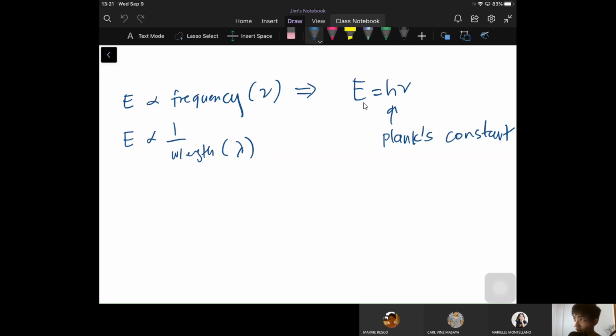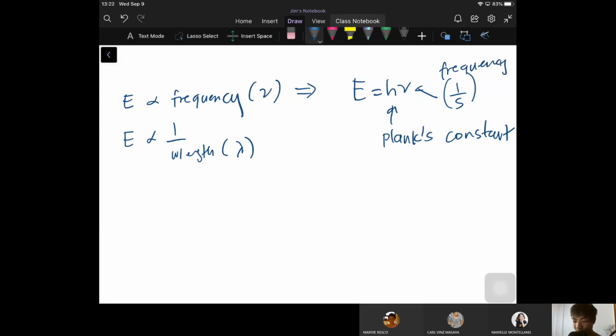So we can solve for the energy using the frequency. What do you only need to do? Just multiply the frequency by the Planck's constant. Again, what is the unit of frequency? That's cycles per second, or 1/second. That's the frequency.